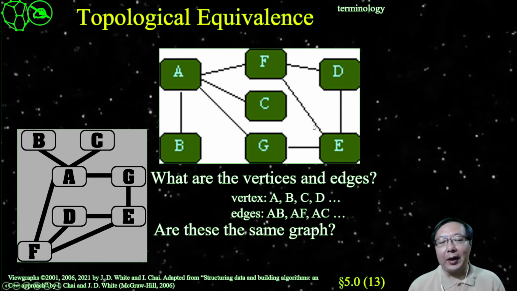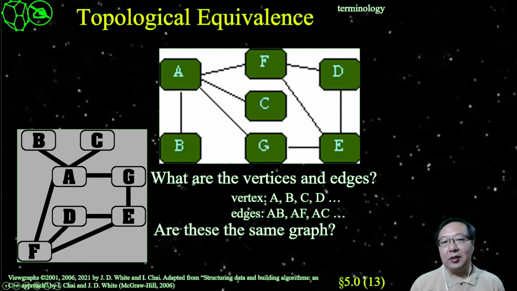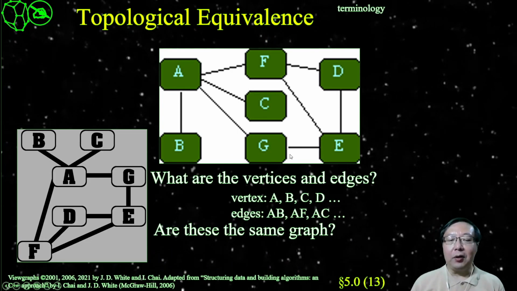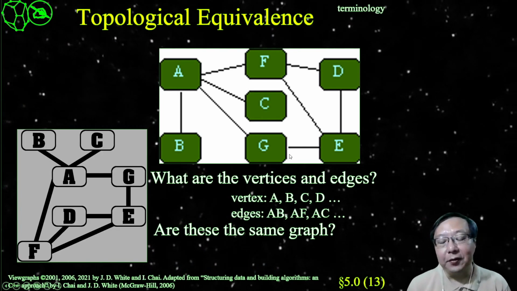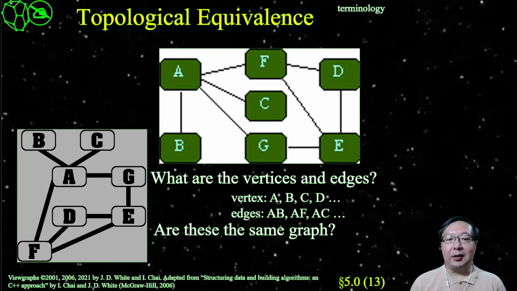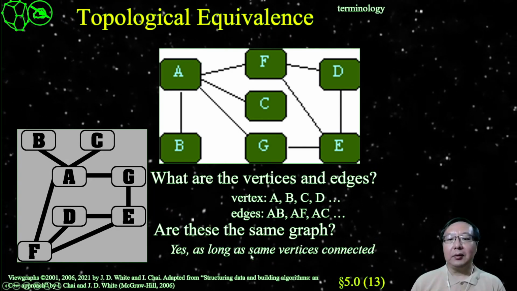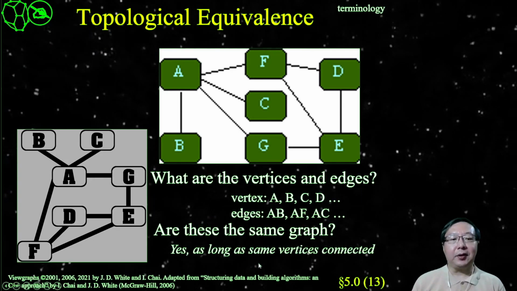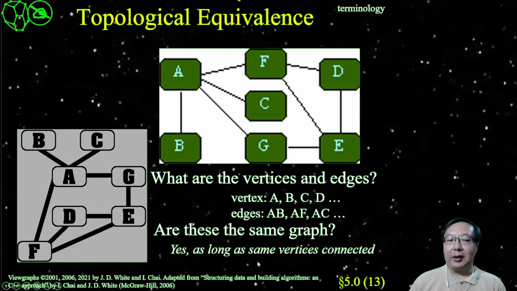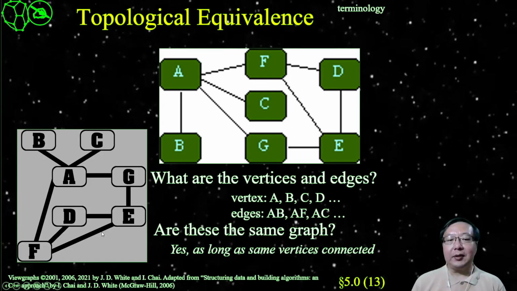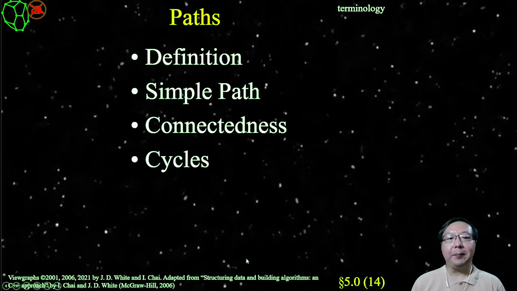And if you check this for every single vertex, G is connected to A and E. This G is also connected to A and E. So although they are laid out differently, they are actually the same graph. So as long as the same vertices are connected, then they are the same graph. If there are weights on the graphs, on these vertices, then you need also the weights to be the same.